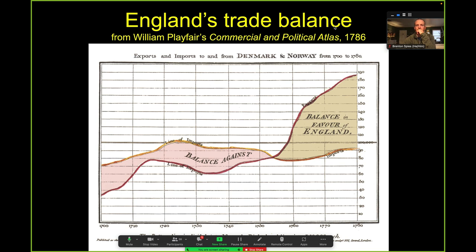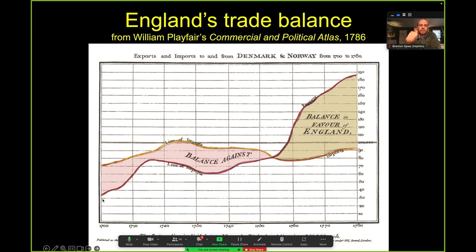And so essentially we're going from, in this case, 1700 back in the day, to more recent times on the x-axis. And then what we're showing here is if we are exporting more goods to Denmark and Norway, or if we're importing more goods to England from Denmark and Norway. And so what he's done here is he's made the line of imports here. You guys can see my cursor, right?